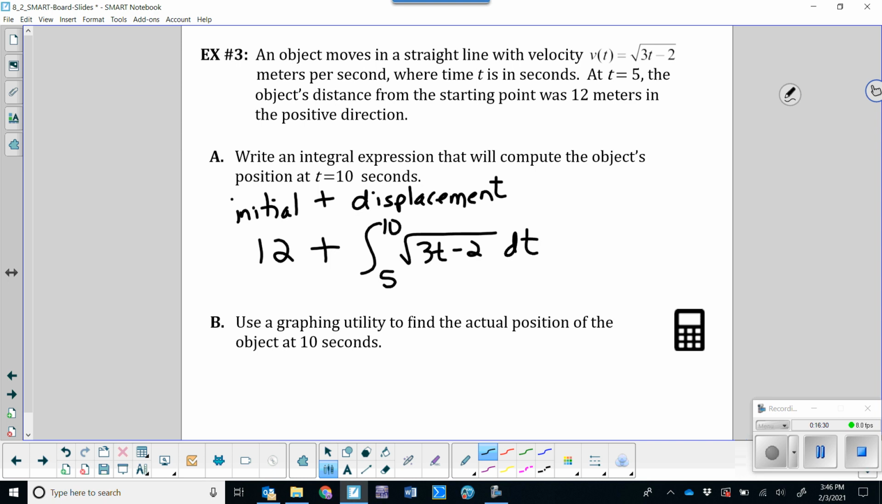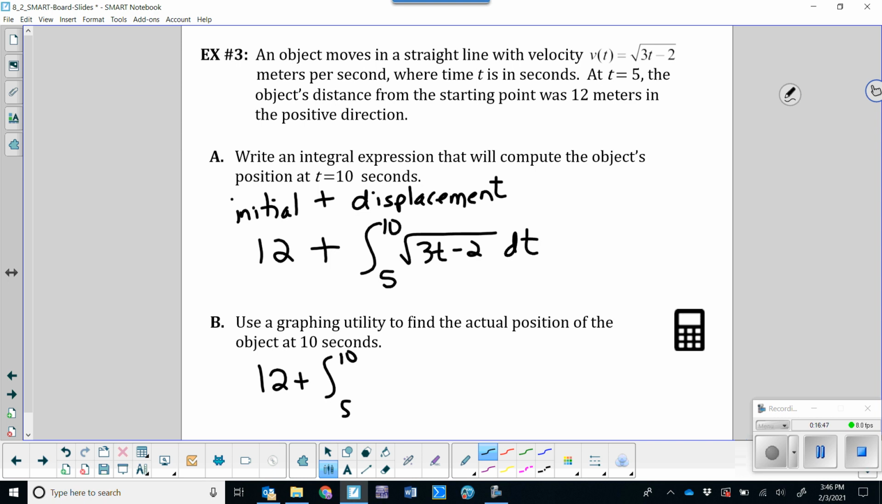Now B says now actually use the calculator and go ahead and find that. So then you're just going to literally enter that in the calculator, which I'm not going to do here, but you certainly need to practice that and make sure you can do it.